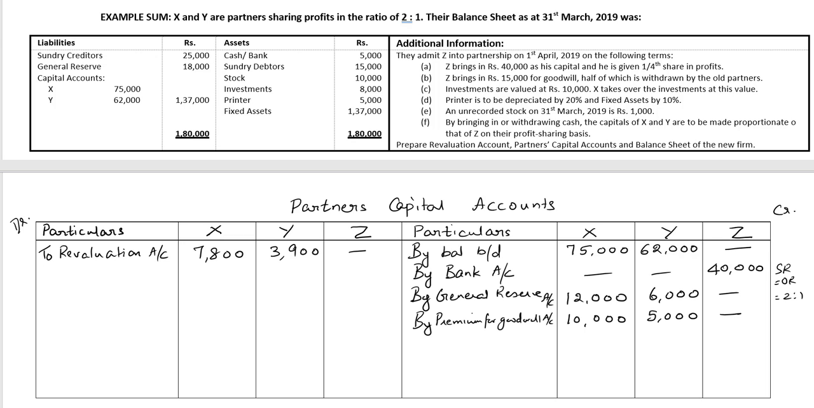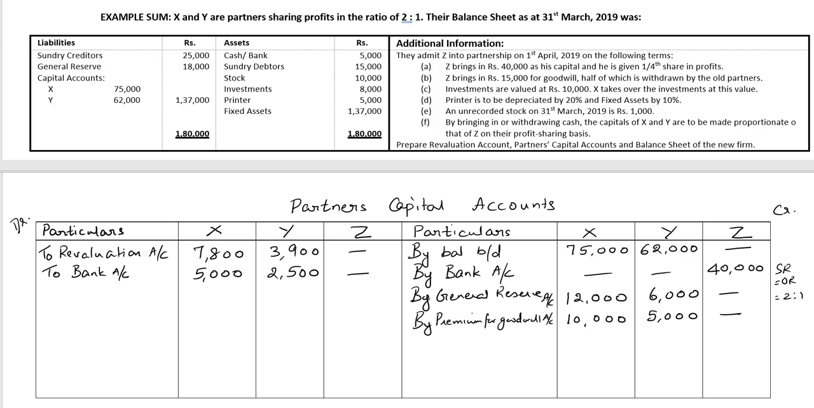Also says that half of the premium for goodwill is withdrawn by the old partners. So to bank account, 5,000 against X and rupees 2,500 against partner Y.